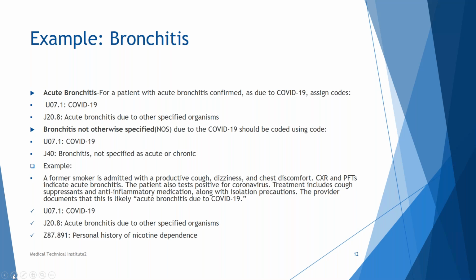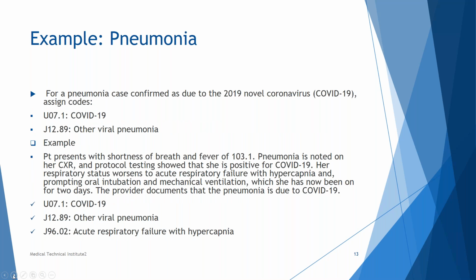And of course, the sequencing would be the COVID-19, the acute bronchitis due to other specified organisms, and the fact that the person was a former smoker, personal history of nicotine dependence. So your pneumonia example, same thing, you follow suit. For cases that are confirmed, pneumonia that's confirmed that's due to the coronavirus, of course, once again, the COVID would be first, followed by other viral pneumonia.